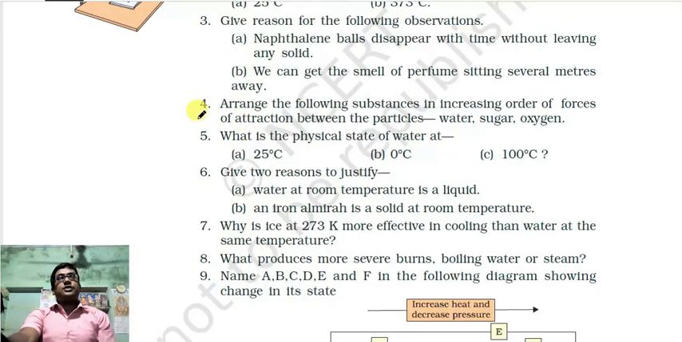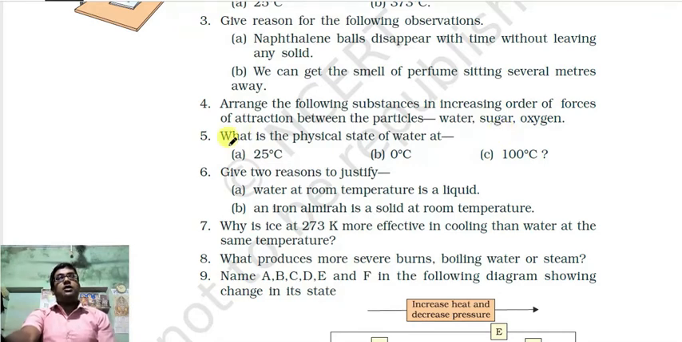Next question: arrange the following substances in increasing order of force of attraction between the particles. Force of attraction is maximum for solid, then liquid, then gas. So here it is increasing order. Oxygen is a gas, so its force of attraction is least. Then water is liquid, it's medium, and sugar is solid, it's maximum.